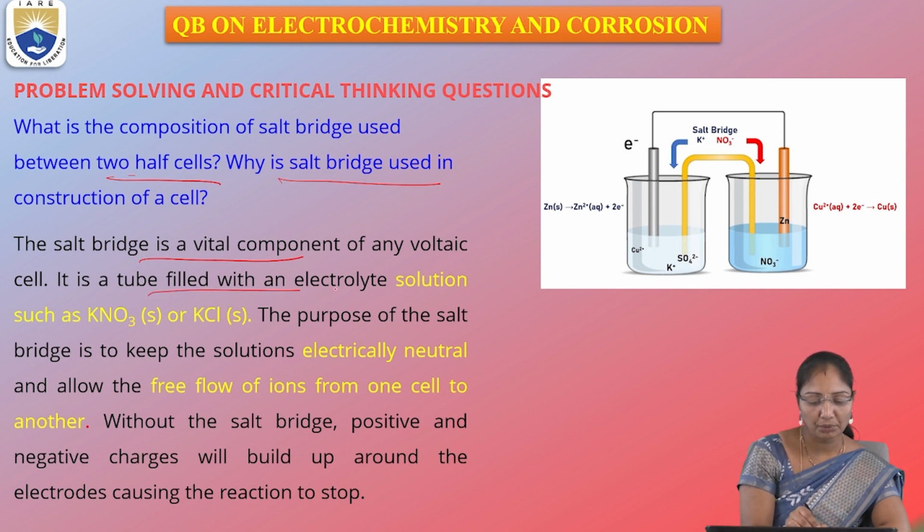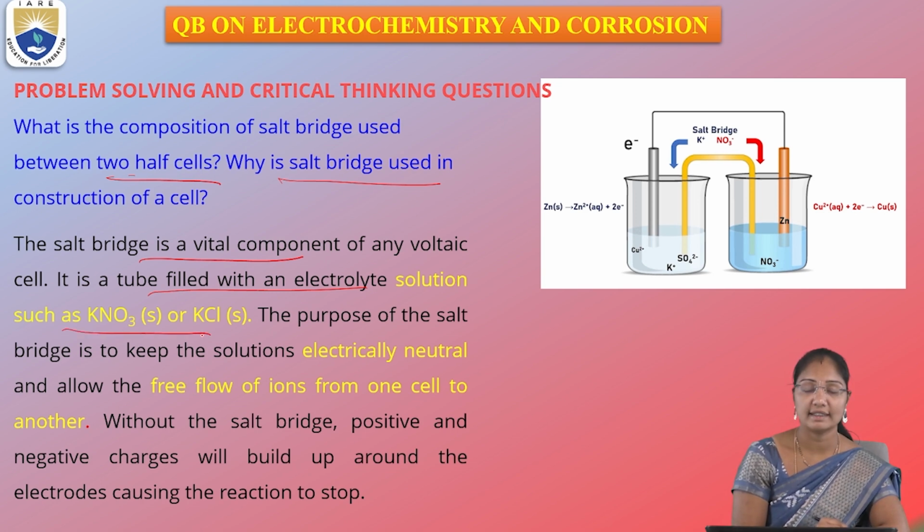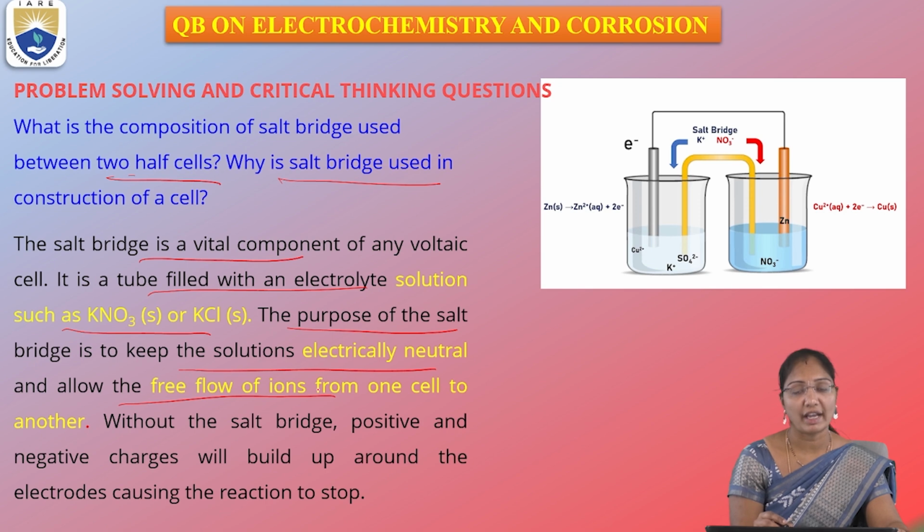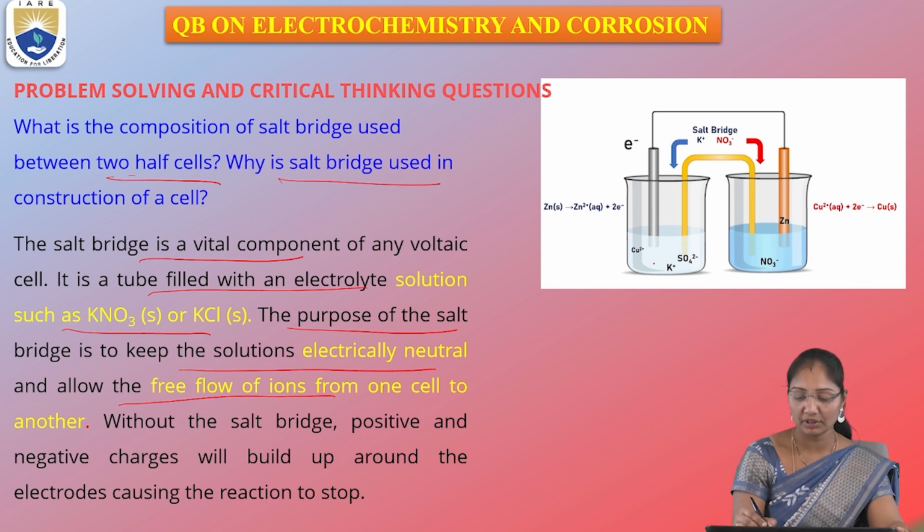It is a tube filled with an electrolyte solution; commonly KNO3, KCl or NaCl are used in the salt bridge. The purpose of this salt is to keep the solutions electrically neutral. It allows the free flow of ions from one cell to another, so the ions move easily from one to the other.